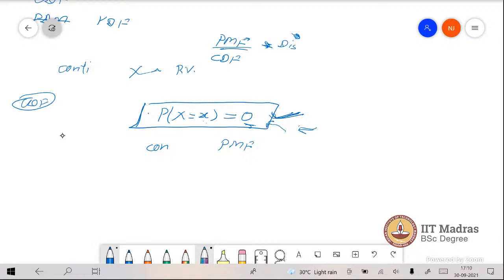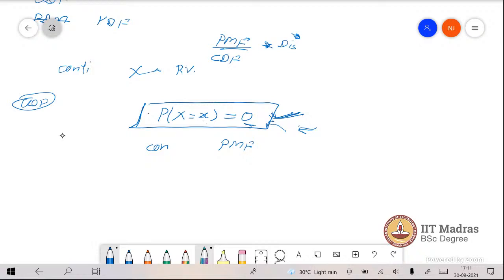So PDF is something like the density around the point. Okay, sir. Density of the probability. Because the probability is always 0, it's not the probability at that point, but how dense the probability is around that point.